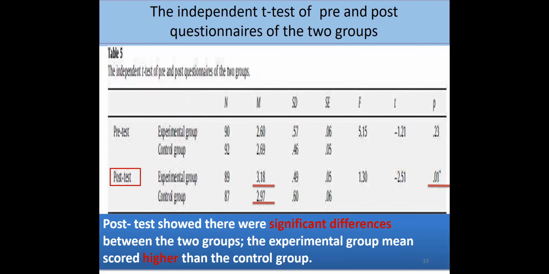So this is the dependency test of pre and post questionnaires of the two groups. And as you can see, the post-test shows there were significant differences between the two groups. Okay, the experimental group scored higher than the control group. So it means that the subjects who used computer-assisted concept mapping were more effective in reading than the control group.